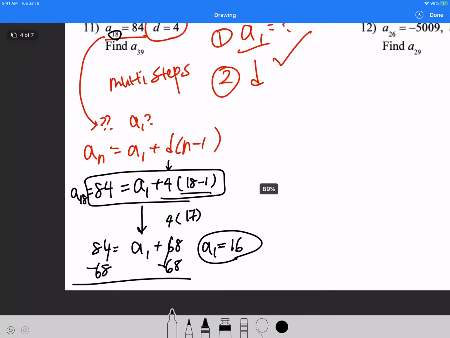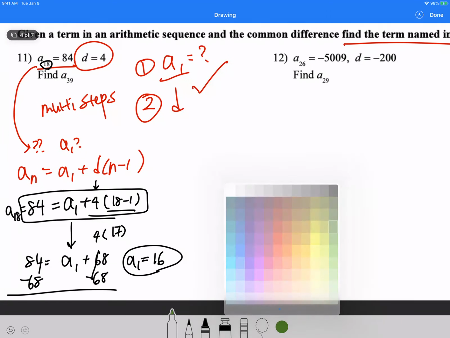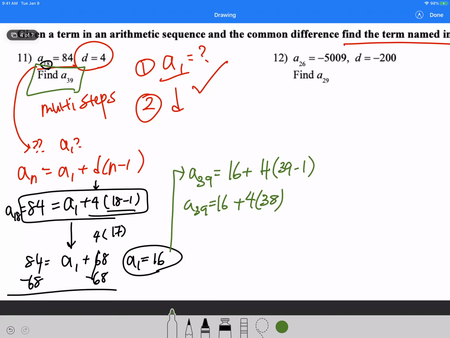Now that I have this, am I done? No, because it's not asking you to solve for a sub n, it's asking you to solve for a sub 39. So I use that to figure out a sub 39. 16 plus common difference of 4 times 39 minus 1. So a sub 39 equals 16 plus 4 times 38, which I believe turns out to be 152. So a sub 39 becomes 168, and that's going to be your final answer.